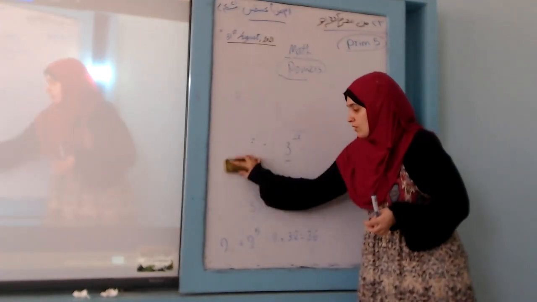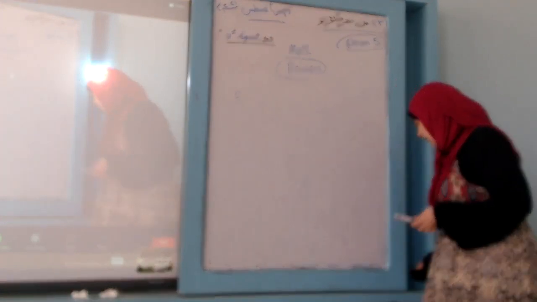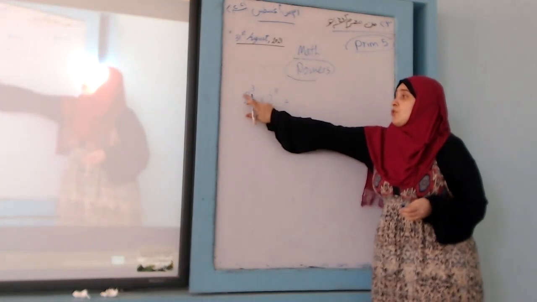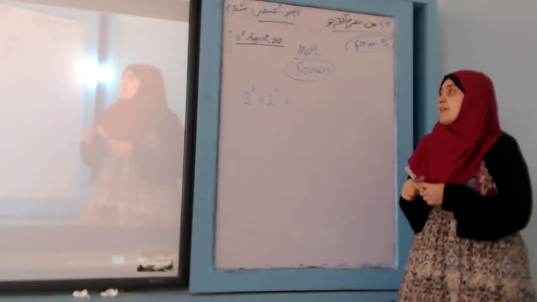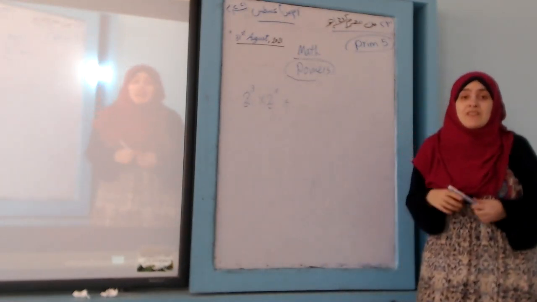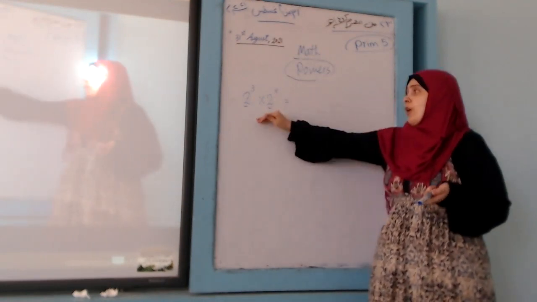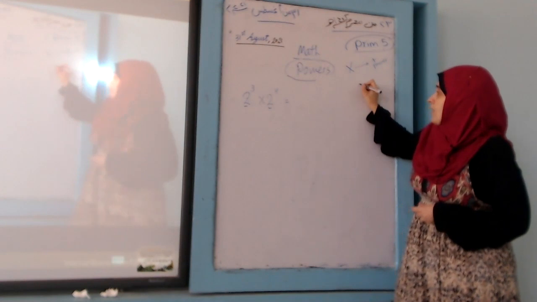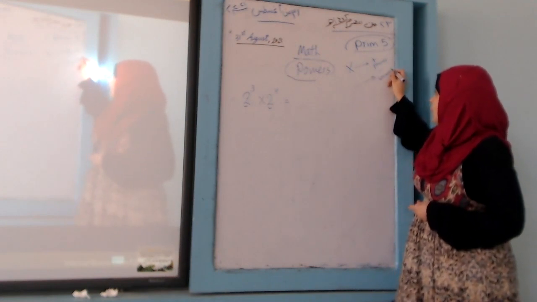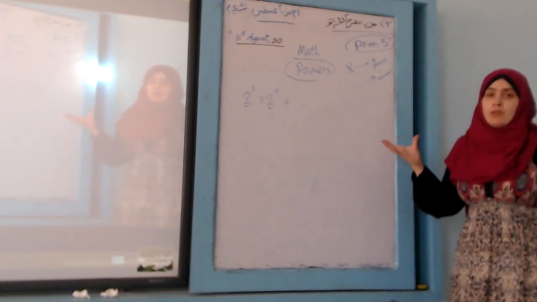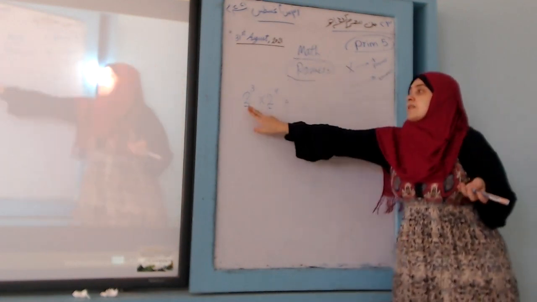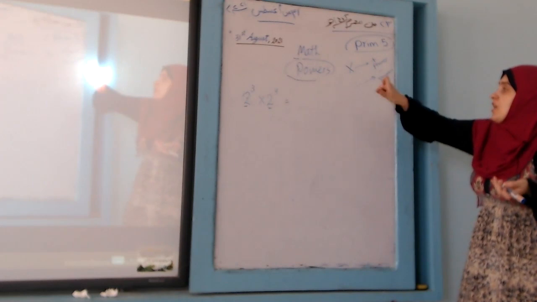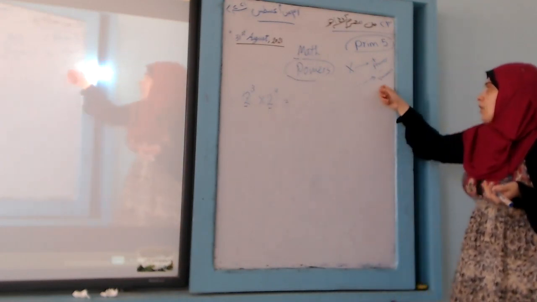Okay, I can use the rule of powers when I have multiplication and division. How? I have here 2 power 3 multiply 2 power 4. To make the multiplication, I must have the same base. I must have 2 here and 2 here. What's the rule? In multiplication, we add. In division, we subtract. When I multiply, I add the powers. When I divide, I subtract the powers. My big rule in powers is: when I multiply two numbers that have the same base, I add the powers. If I divide two numbers that have the same base, I subtract the powers.